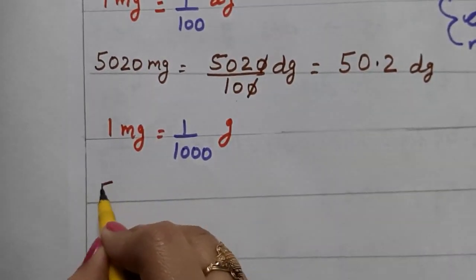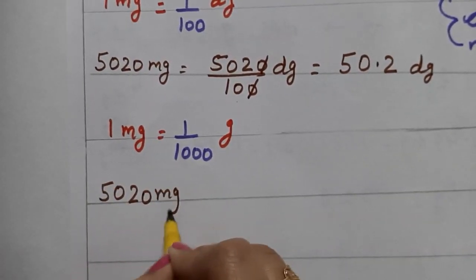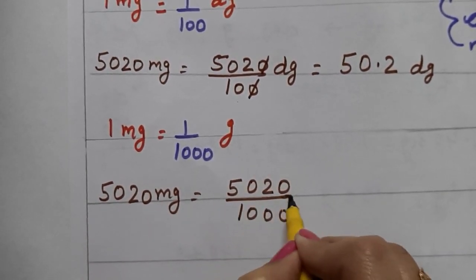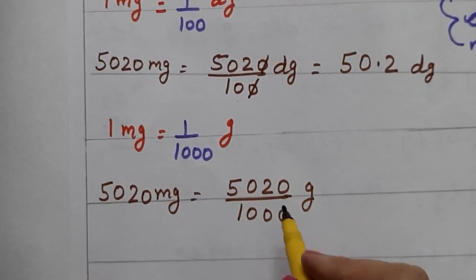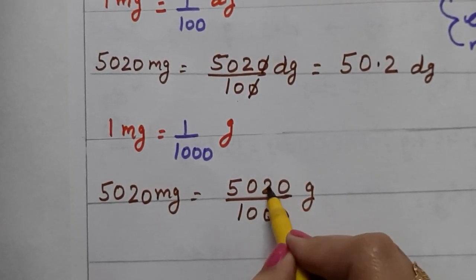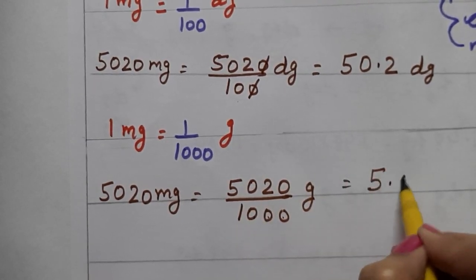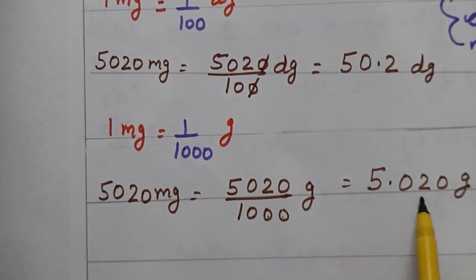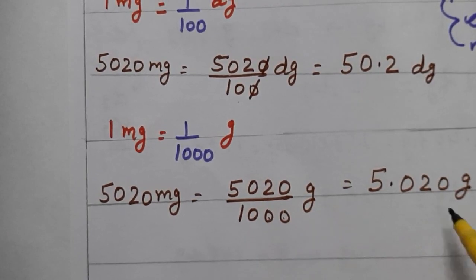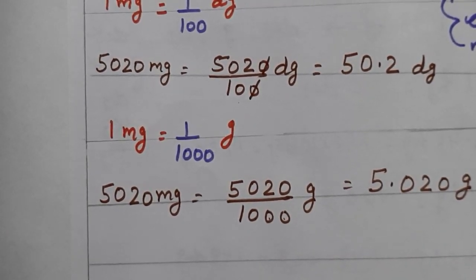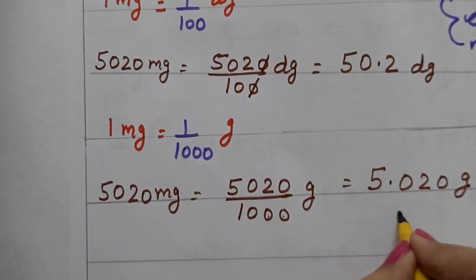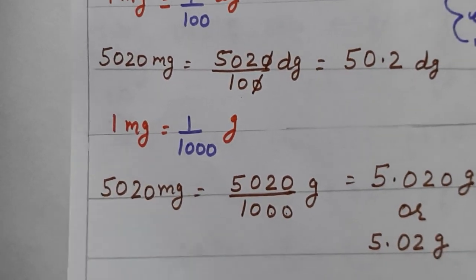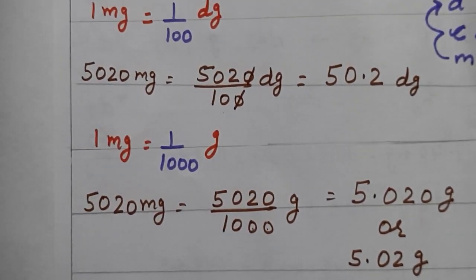Next, 5020 milligram is equal to 5020 upon 1000 gram. 1 2 3, 1 2 3, put decimal here. 5.020 gram. Or you can write down 5.02 gram. If you are cancelling 0 here, then it will become 5.02. Meaning is same for both. In this way, conversions you can do very easily.